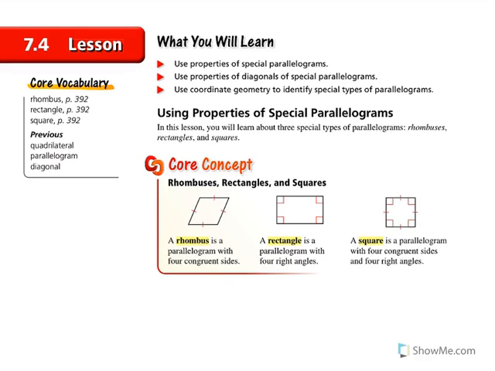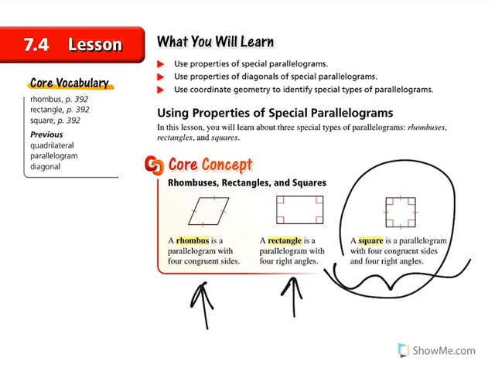Alright, today we're going to be talking about the really special parallelograms. One is a rhombus, one is a rectangle, and then you have the mother of all quadrilaterals, which is the square. It means it's going to have all properties that the rectangle and the rhombus have.